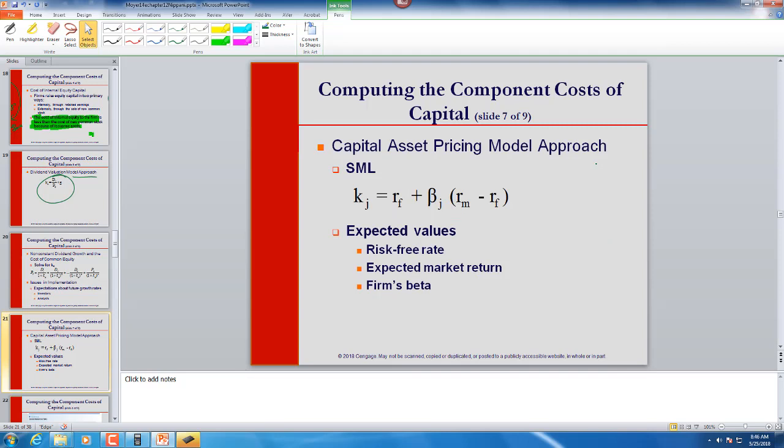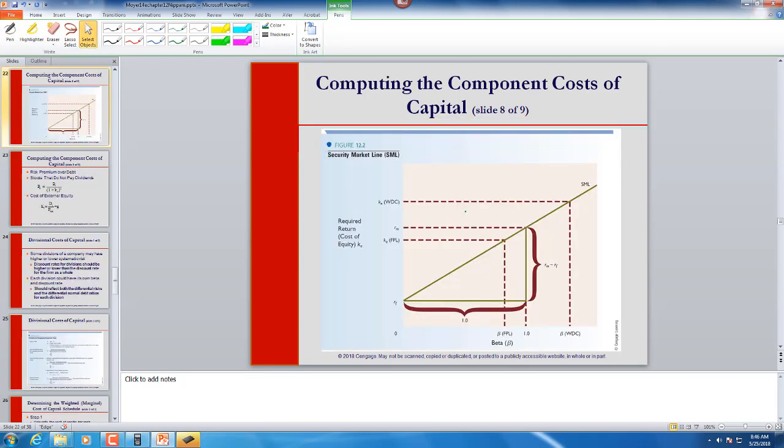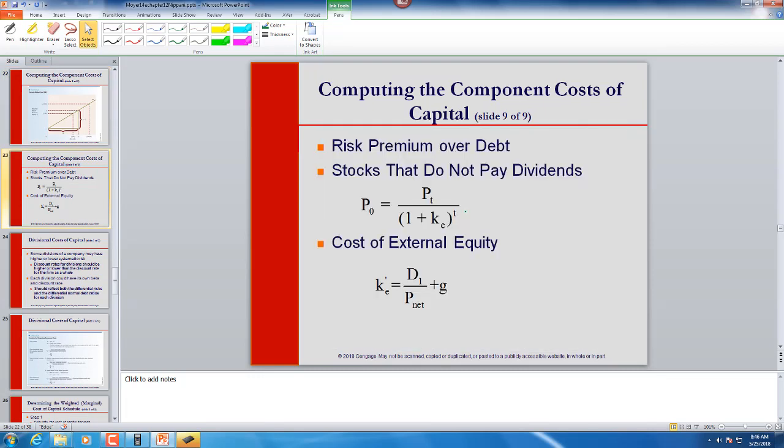The other common approach, which you will definitely be seeing, is this. The required rate of return on equity, KJ, is given by the risk-free rate plus the beta of the firm multiplied by the market risk premium for all risky securities. And of course, you have to see it on the security market line.